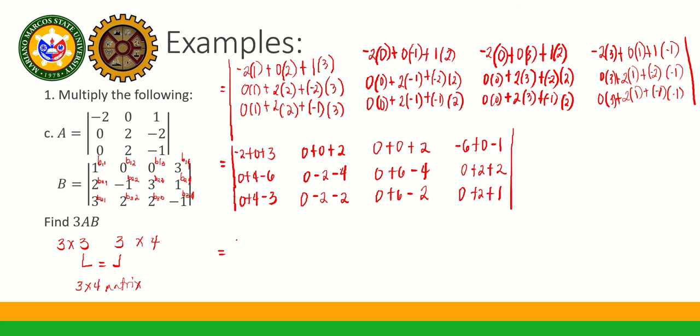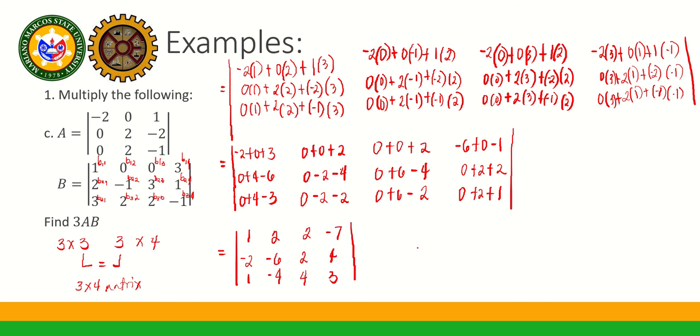And simplifying further, we have negative 2 plus 0 plus 3, that is equal to 1. Yes, that is equal to 1. And 4 minus 6, that is negative 2. Tapos, 0 plus 4 minus 3, that is 1. 0 plus 0 plus 2, that is 2. Negative 2 minus 4, negative 6. Negative 2 minus 2, negative 4. And then, this is equal to 2. 6 minus 4 is 2. 6 minus 2 is 4. Negative 7, 4, and 3.